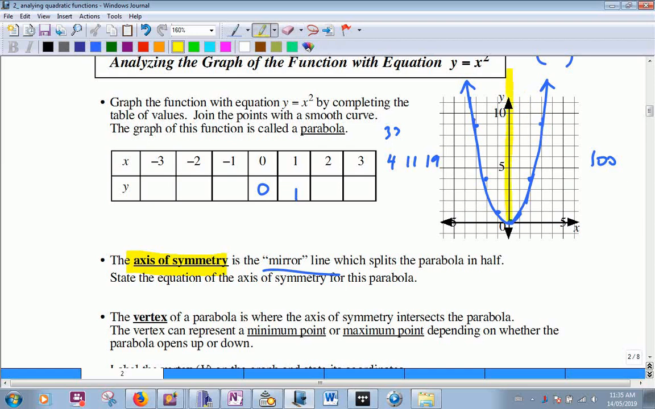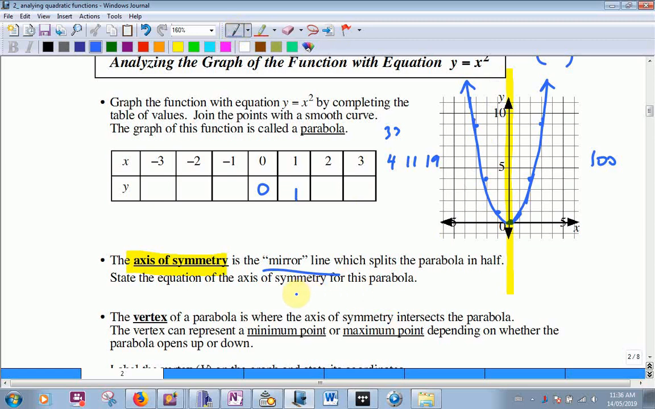If I do that, does that look symmetrical? Does the left side look like the right side? Yeah, that is an equation for a line. That happens to be our y-axis for this one, okay, but it's not always, of course. I can have a parabola way over here, okay? It still has an axis of symmetry.